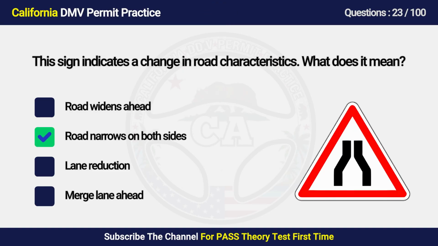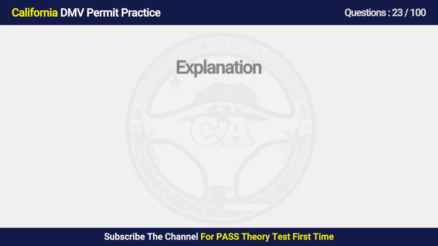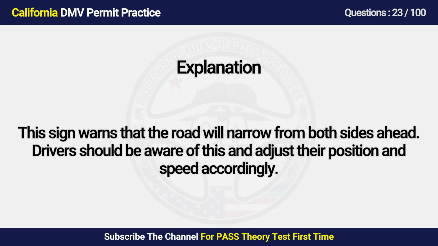Answer is B. Road narrows on both sides. This sign warns that the road will narrow from both sides ahead. Drivers should be aware of this and adjust their position and speed accordingly.